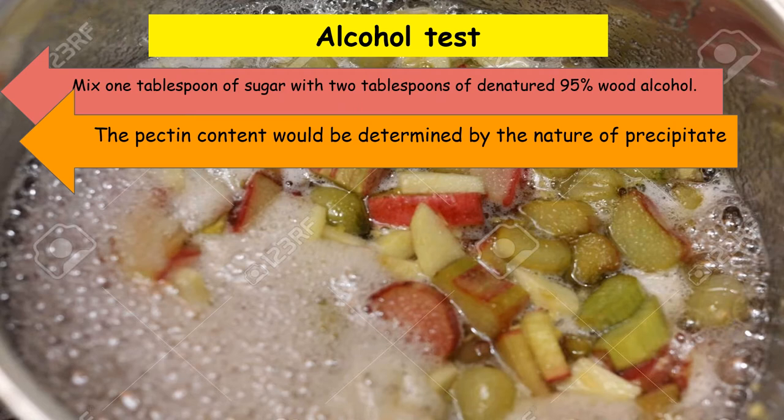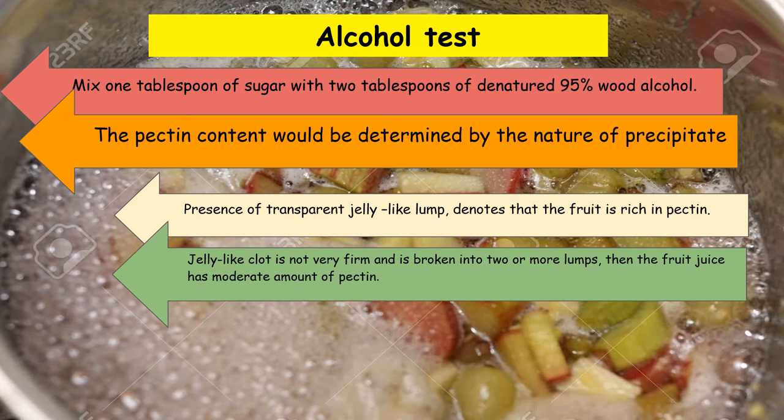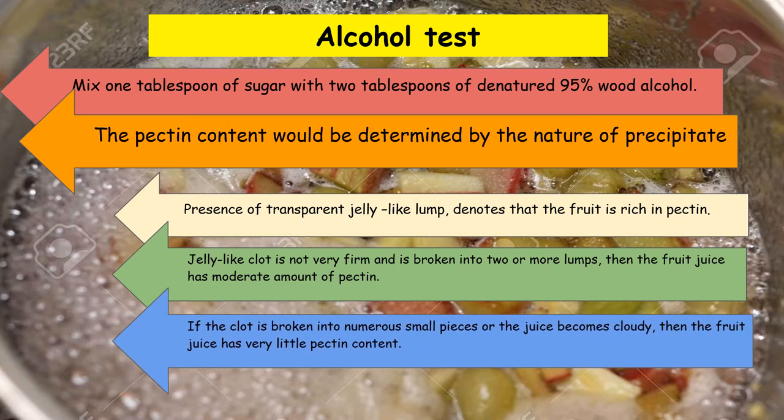For the alcohol test, mix 1 tablespoon of sugar with 2 tablespoons of denatured 95% food alcohol. The pectin content would be determined by the nature of precipitate. Presence of transparent jelly-like lump denotes that the fruit is rich in pectin. If the jelly-like clot is not very firm and is broken into 2 or more lumps, then the fruit juice has moderate amount of pectin. If the clot is broken into numerous small pieces or the juice becomes cloudy, then the fruit has very little pectin content.